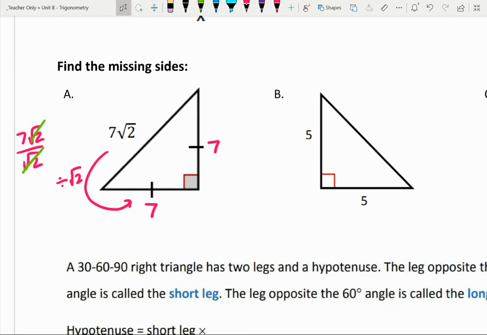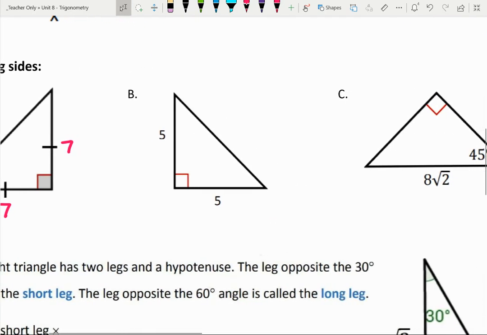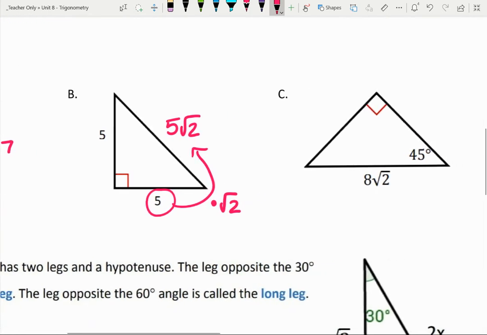In example B, we're given the two legs, and we know that because they're directly adjacent to the right angle, and we're trying to find the hypotenuse. To go from a leg to a hypotenuse, we simply multiply by the square root of 2, meaning that our hypotenuse is 5 root 2. And we're not going to try to turn it into a decimal. We're going to leave it in its exact form, which involves the radical.